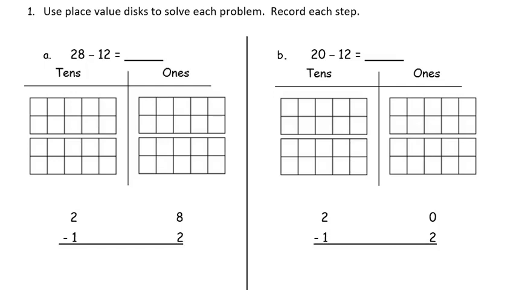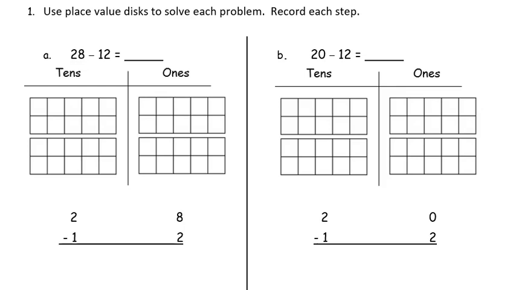This tutorial is for 2nd grade, Module 4, Part 2, Lesson 12. In this lesson, we're going to use place value discs on the place value chart to subtract, and we're going to record our moves on the vertical form of the subtraction problems below the place value charts. Our first problem is 28 minus 12.